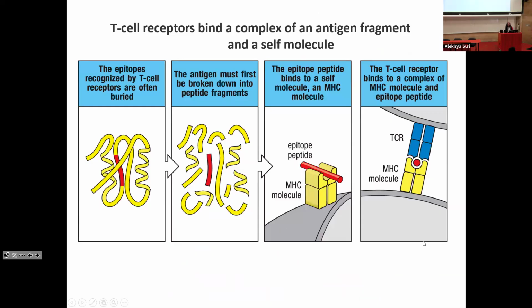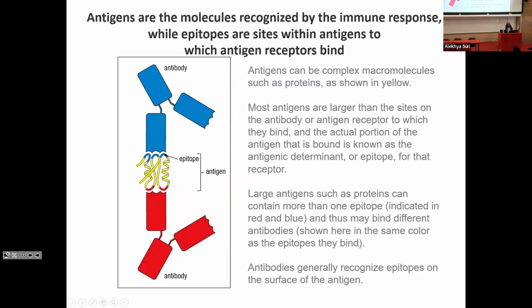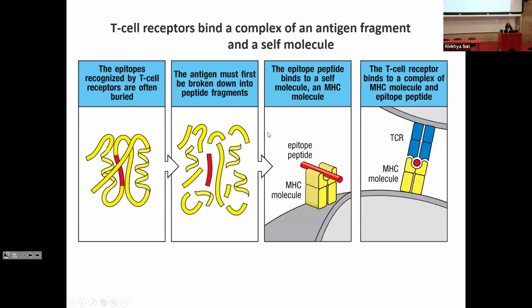And so that's a big difference between antigen recognition. B cells will recognize the antigen non-degraded, whereas here they are not only degraded, but they have to be in association with an MHC molecule, okay? Just to make it complex.